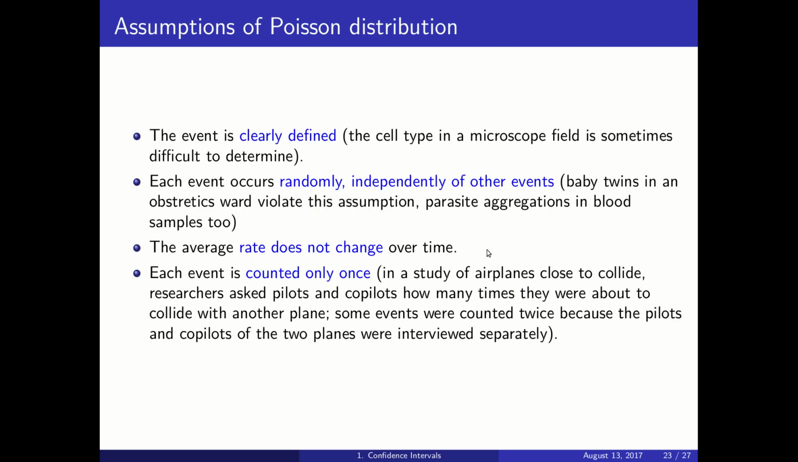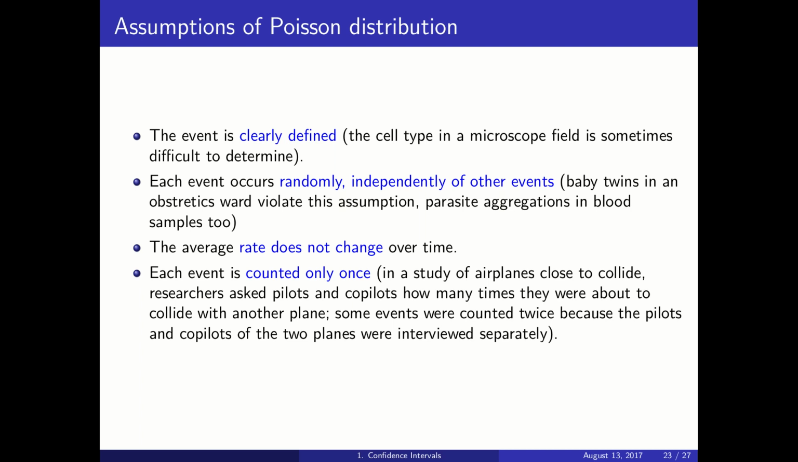So the assumptions of the Poisson distribution is that the event is clearly defined. For instance, if you are looking at particular cell types in a microscope field, sometimes it is difficult to determine whether a cell is really one of these types or not. So sometimes it is not so easy to define the events.